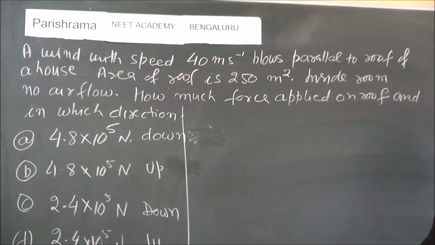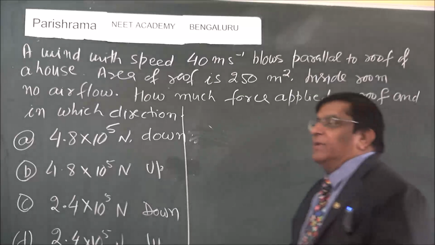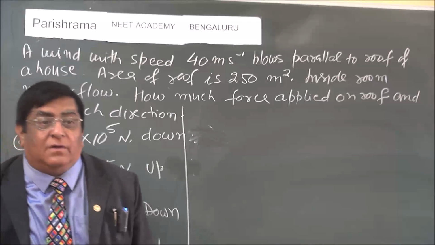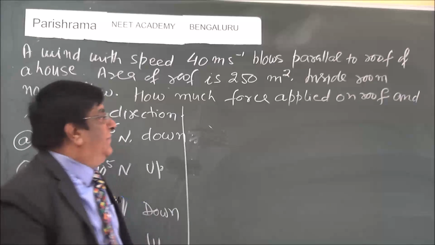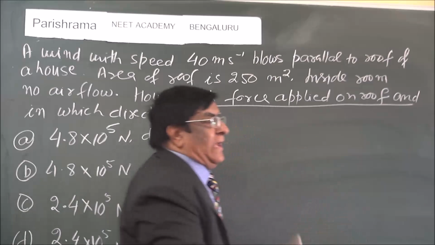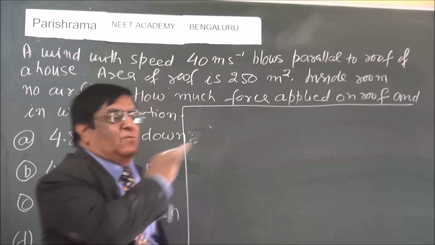See this question. A wind with speed 40 meter per second blows parallel to the roof of a house. Area of the roof is this much. Inside the room there is no airflow. How much force is applied on the roof and in which direction? Which chapter does it belong to? Bernoulli's principle. We did it in Bernoulli's principle, why the roof flies when there is a wind.